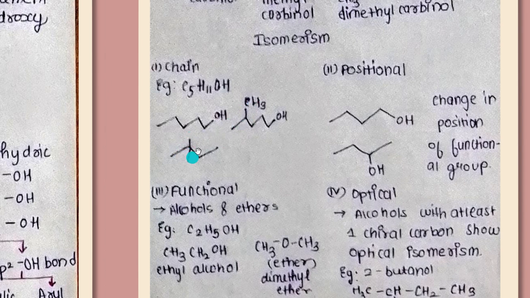Here we got two branches. Here should be OH again. So here we got one branch again, right? OH is having the same position, whereas in positional isomerism, the OH is changing. It is the change in the position of the functional group, right?